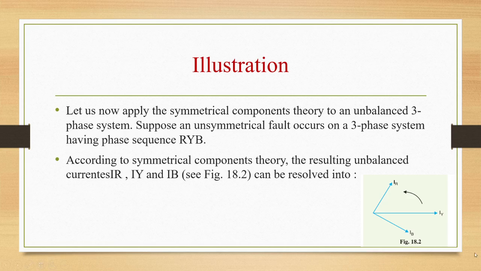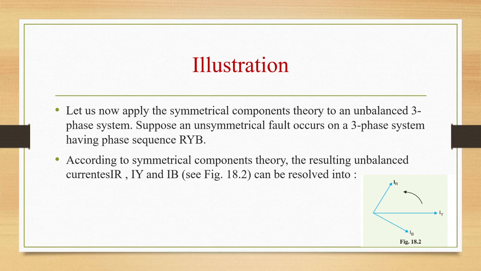Okay. See students, these are the three assumed positive directions of IR, IY and IB here. So what we are doing here is illustrating the positive, negative and zero phase sequence components using this symmetrical components theory. Now we are applying the symmetrical components theory to an unbalanced three-phase system. Suppose an unsymmetrical fault occurs on a three-phase system having phase sequence RYB.